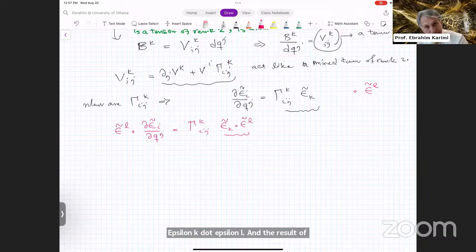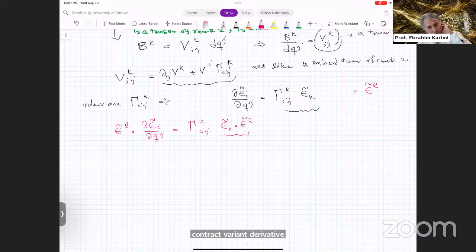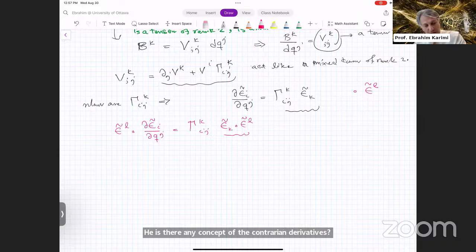Dr. Ibrahim, we have a question here from Subhra. He says, is there any concept of contravariant derivative? Yes, there are such concepts, which I will talk about later, such as the geodesics, if you go to what they call the parallel movement.